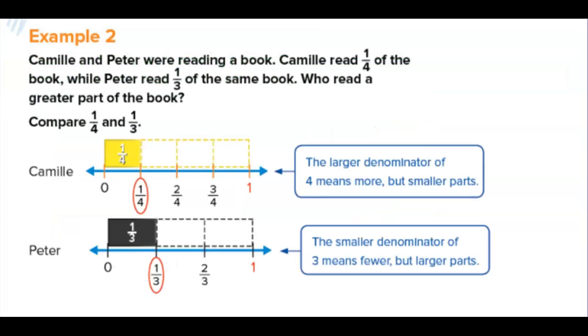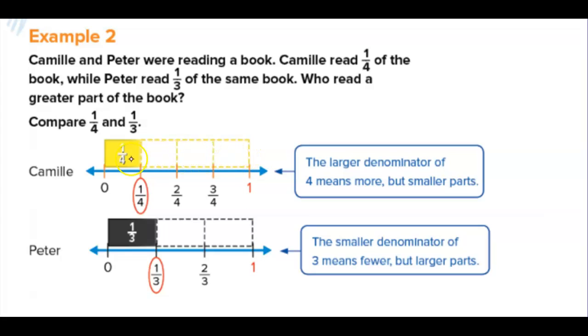Let's try another one. This one is using a number line and fraction strips to compare 1/4 and 1/3. So they divided the top number line. Notice they both start at exactly the same point, and they both end at exactly the same point. Whenever you are comparing fractions on a number line, they must start and they must end at exactly the same points, or it's not going to work for you.